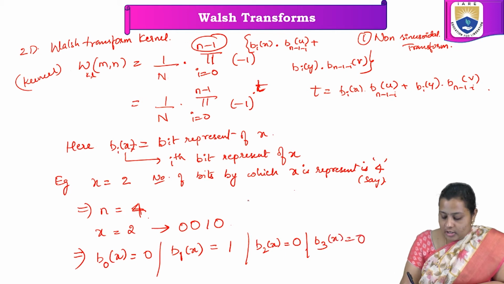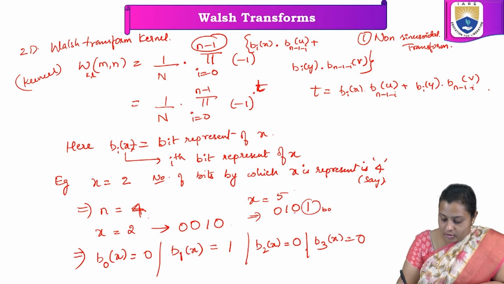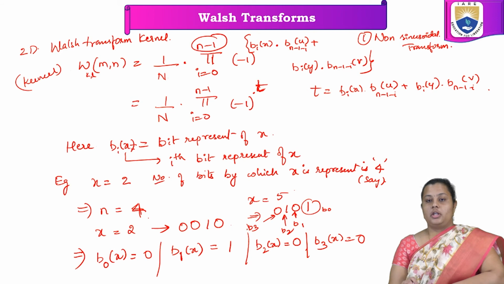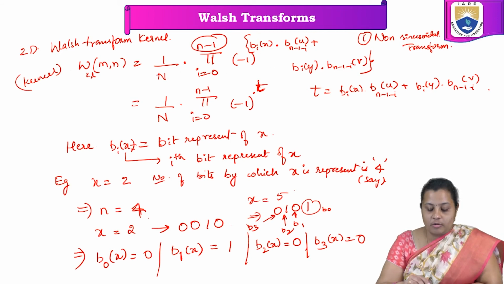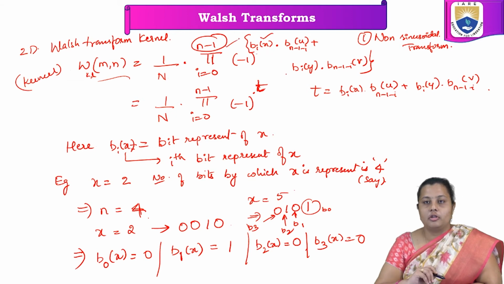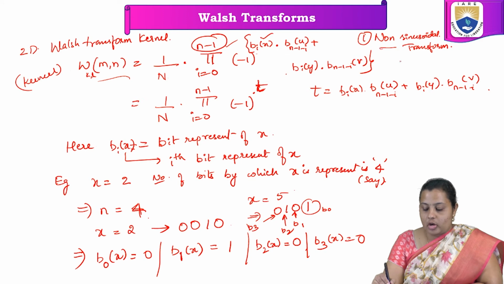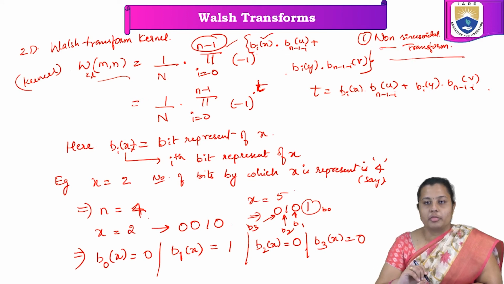Similarly, if x equals 5, then my representation would be 0, 1, 0, 1. This is my b of 0, this is my b of 1, this is my b of 2, this is my b of 3. So here, we observe that the Walsh transform is dependent upon the bit representations and the number of bits that are being used. This is why we call it a non-sinusoidal transform technique.